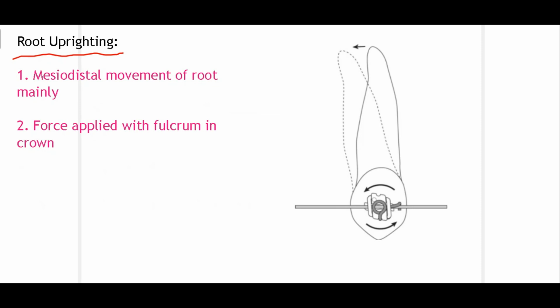Now talking about root uprighting. In root uprighting, there is mainly movement of the root only, not the crown. The movement of the root takes place either mesially or distally, depending on the case. See, this was the original position of the tooth. You move it in this direction, so it is moving mesially, or it can move distally, depending on the case. Now, the force is applied with the fulcrum in the ground. So this is about root uprighting. Either the root is moving mesially or distally. The crown position does not change mainly.